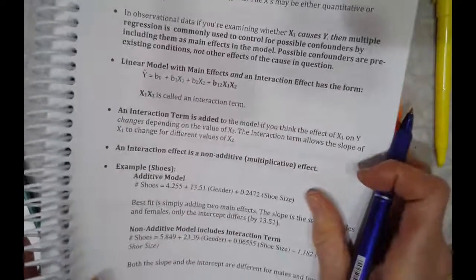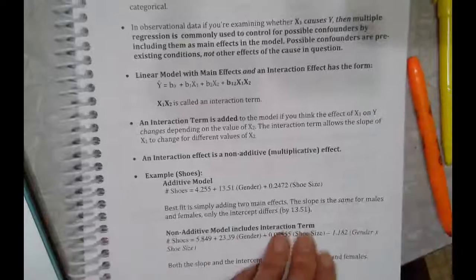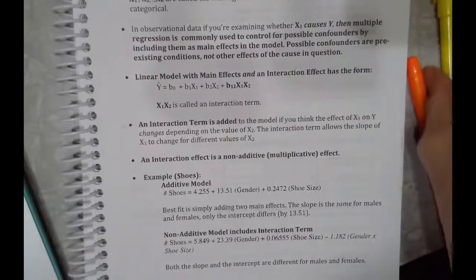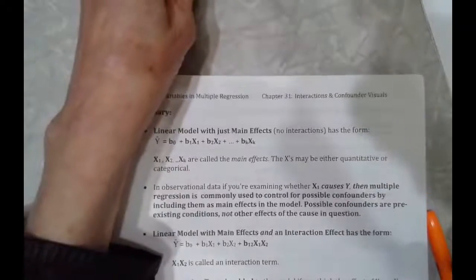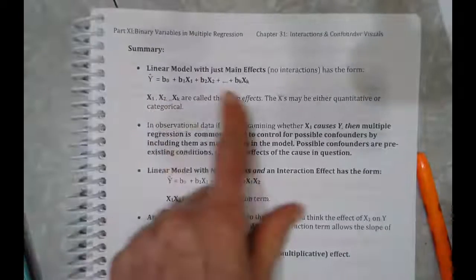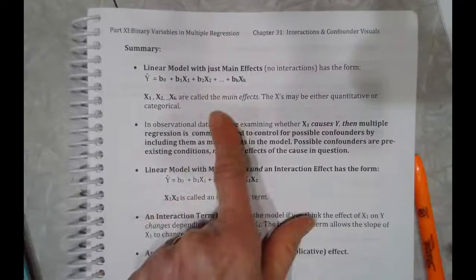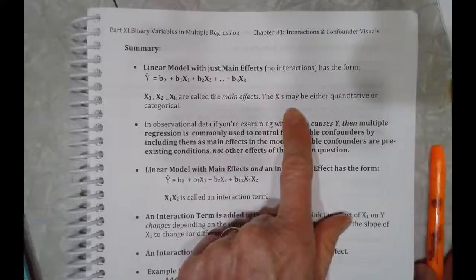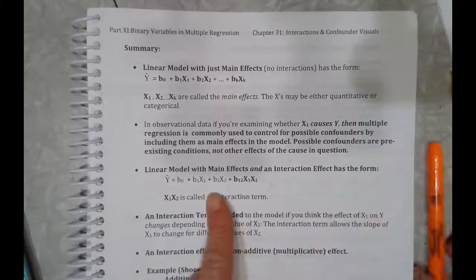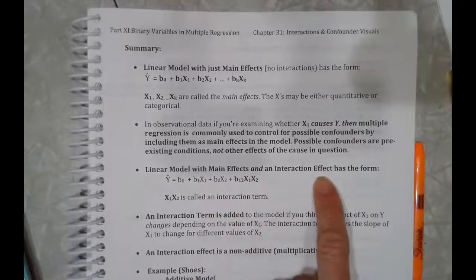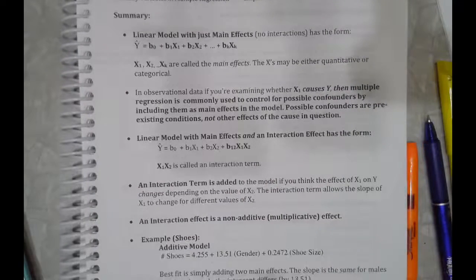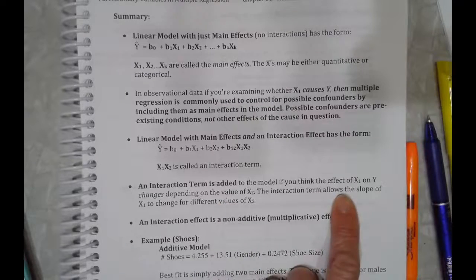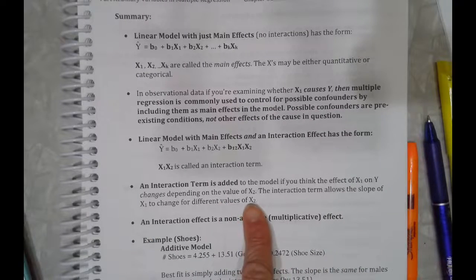Now here's the summary for 31. A linear model with just the main effects has none of this multiplicative term, okay? And these x's can be either categorical or quantitative. But a linear model with main effects and an interaction term has this multiplicative term here, all right? And you add that interaction term if you think the effect of x1 on y changes depending on the value of x2.